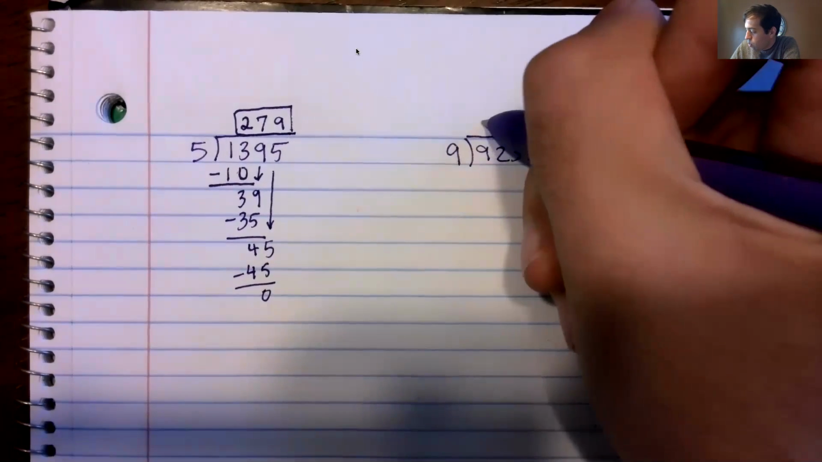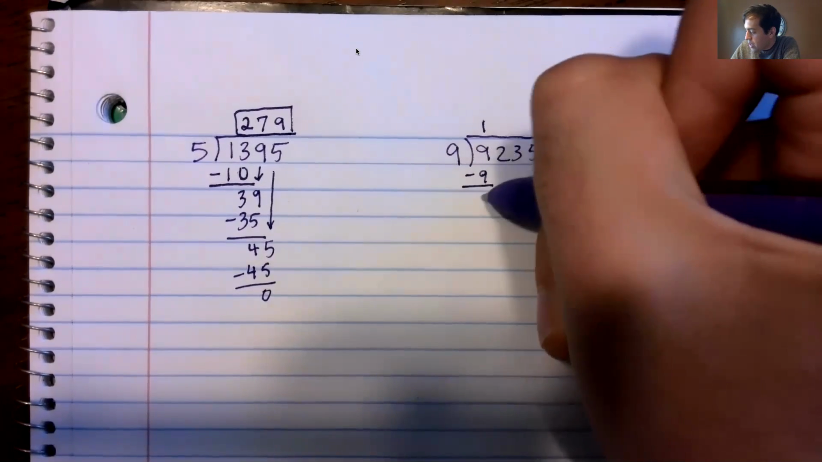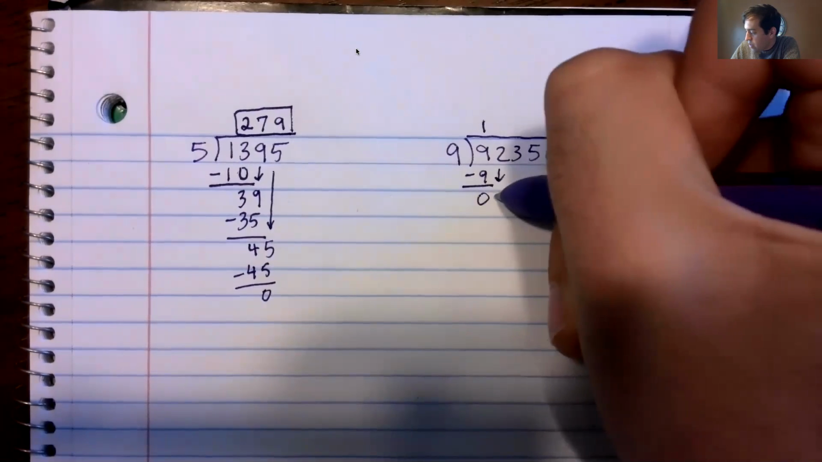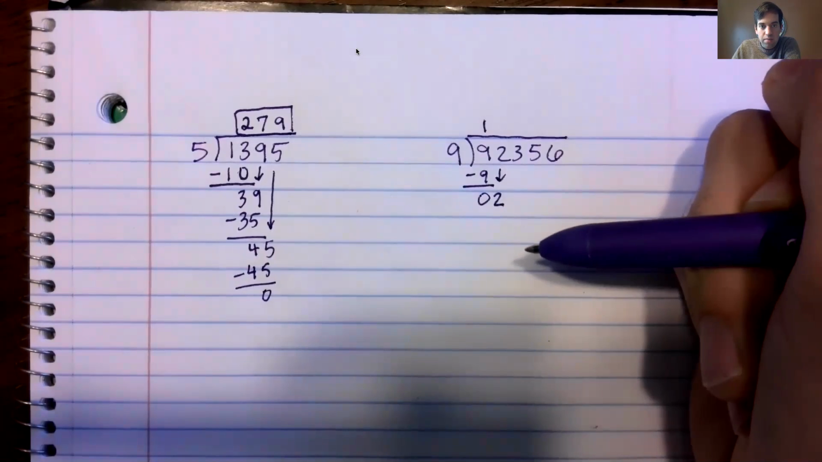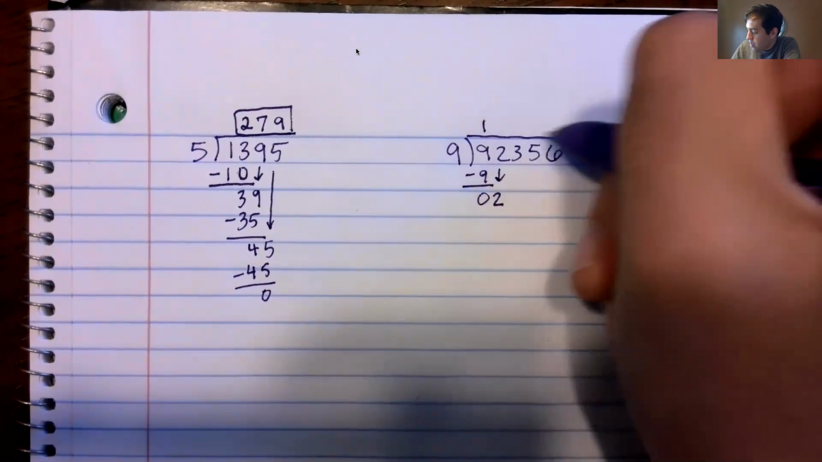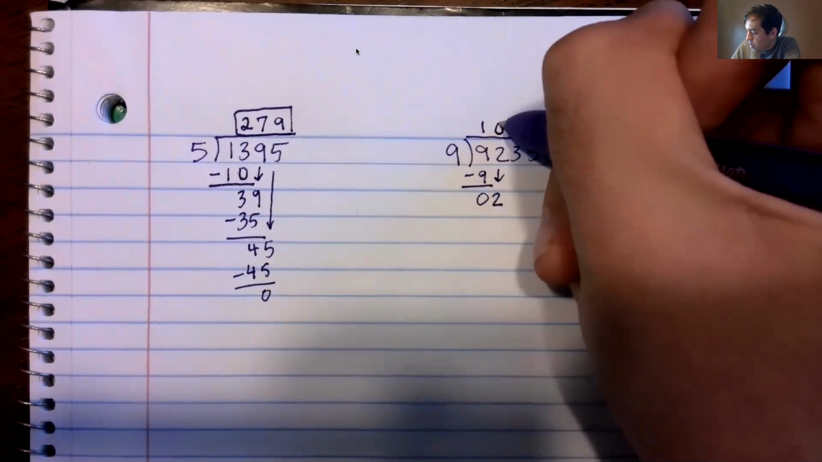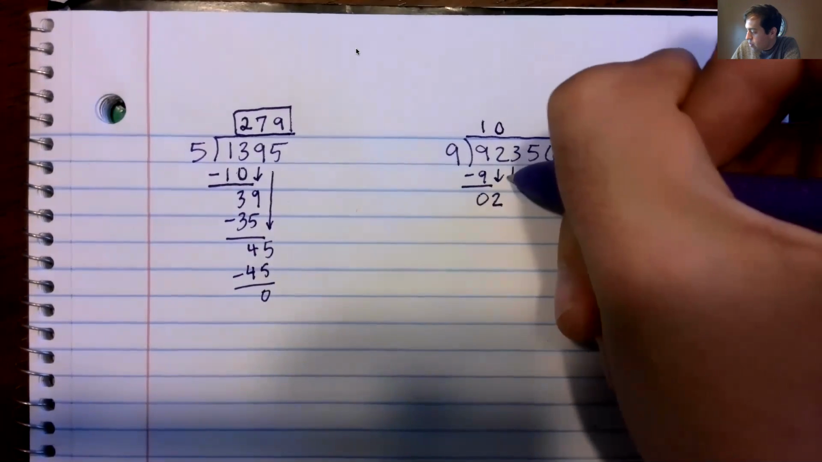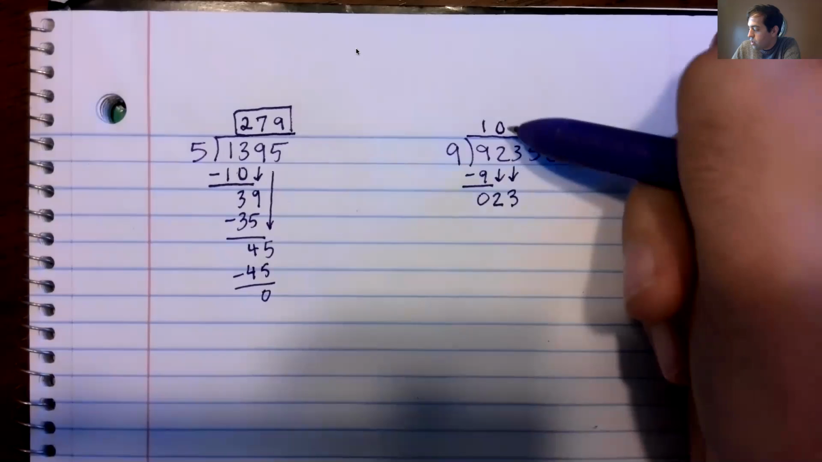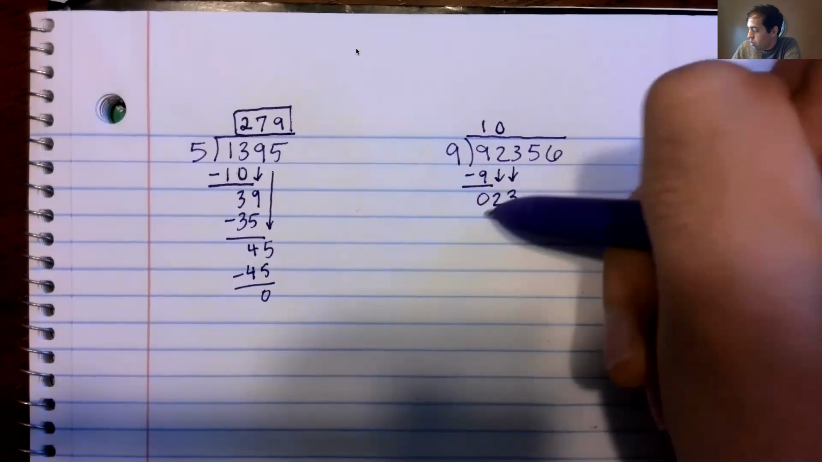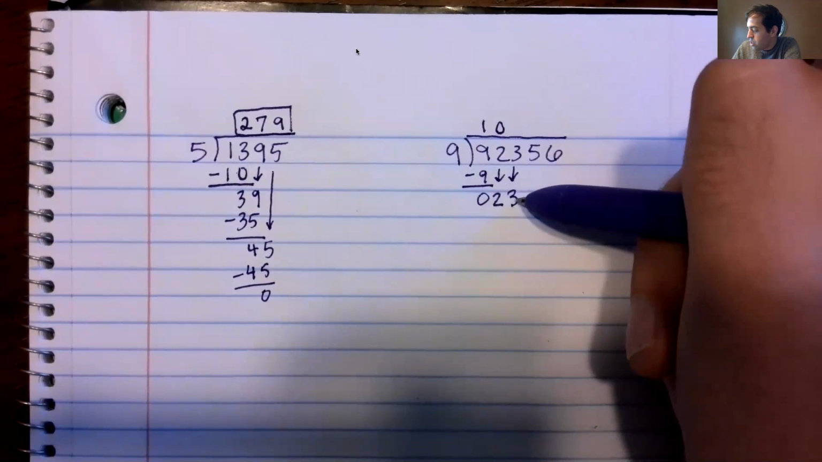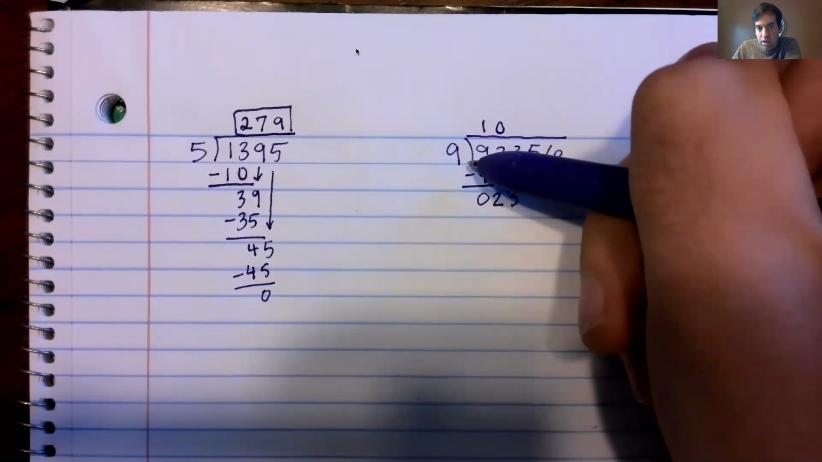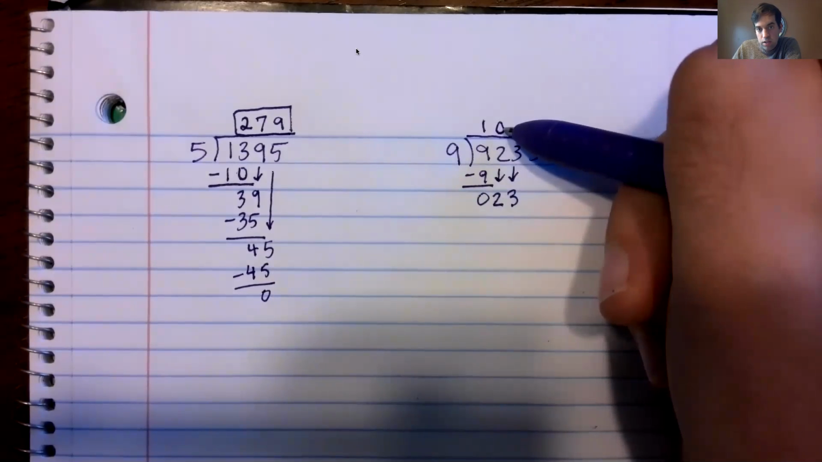9 goes into 9 1 time. 9 minus 9 is 0. We bring down the 2. So 9 goes into 2 0 times. In this case, since we're in the middle of the question, we have to write a 0 up here and then bring down the 3. 0 times 9 is 0. I could go through the steps of showing that 2 minus 0 is 2 and then bring down the 3. But usually we just skip that part and immediately bring down the 3 because this one was 0.